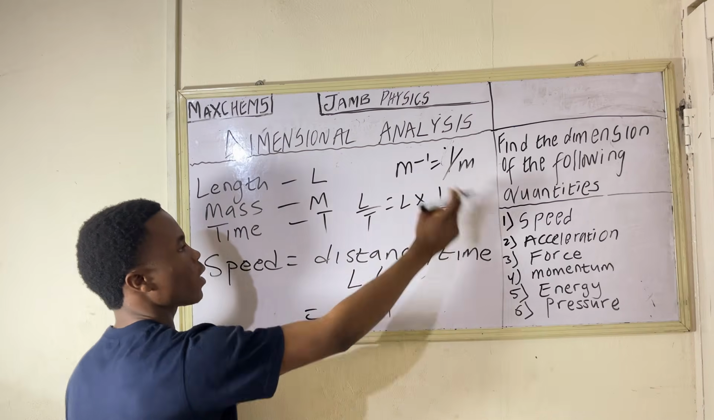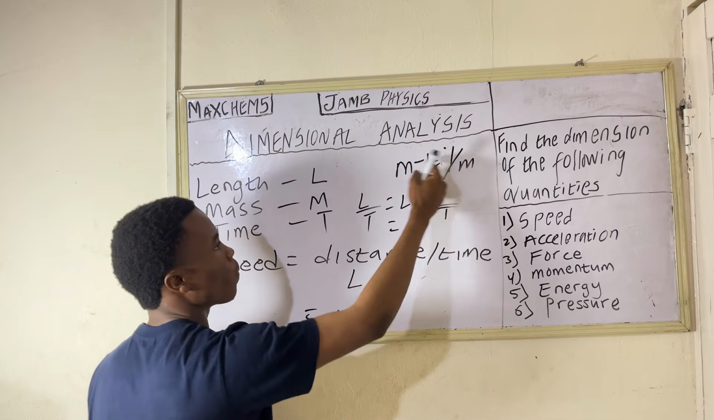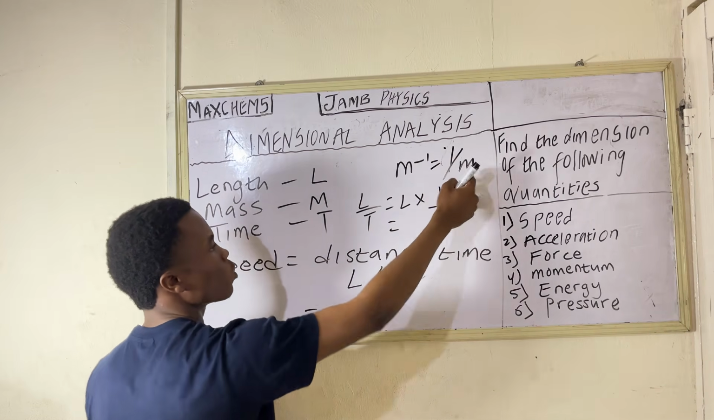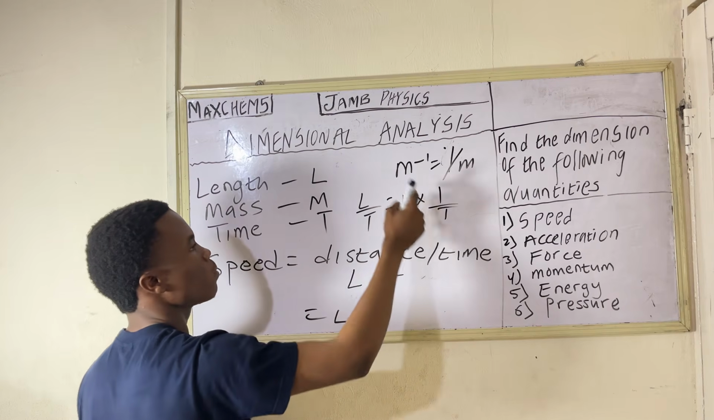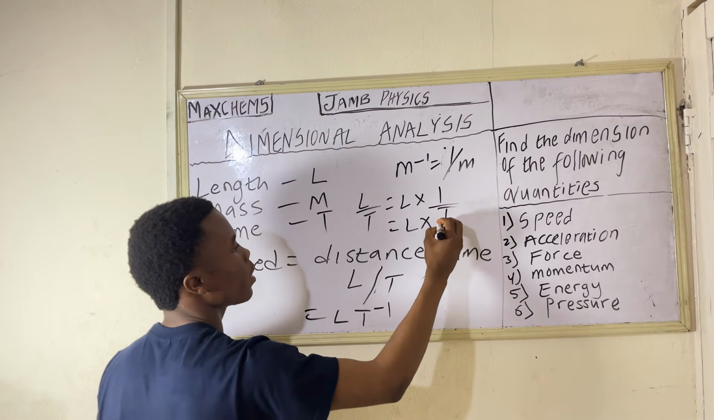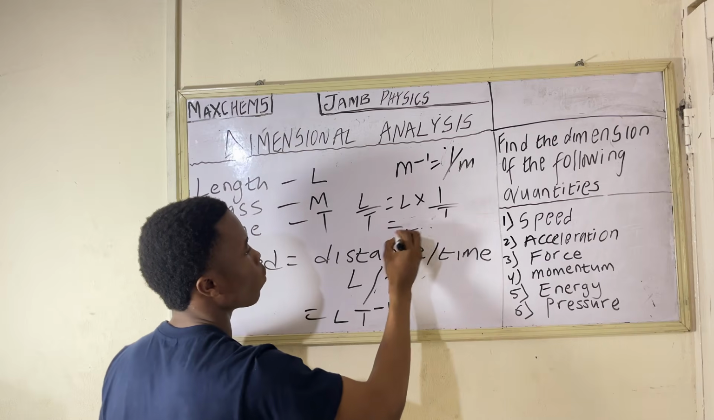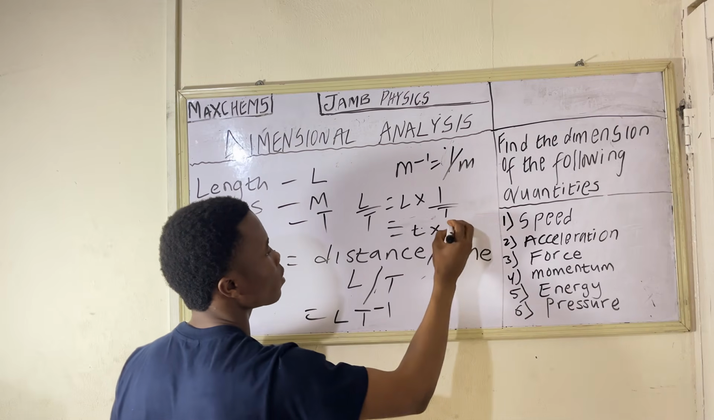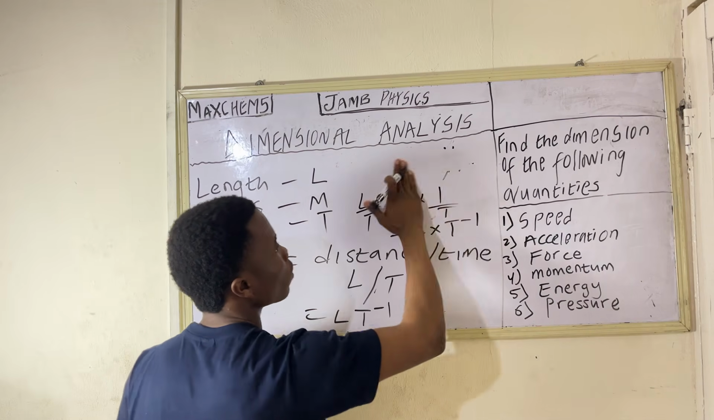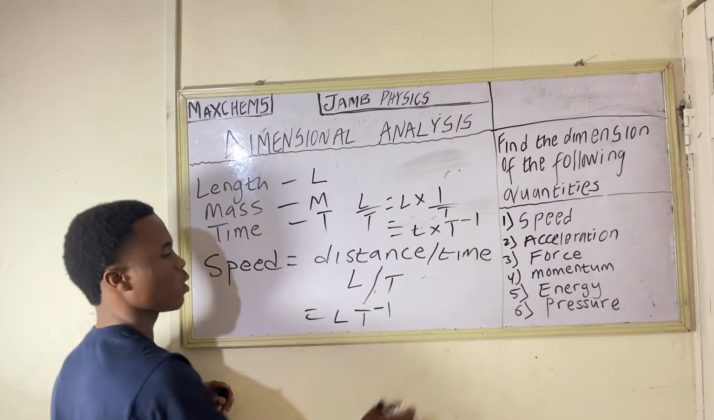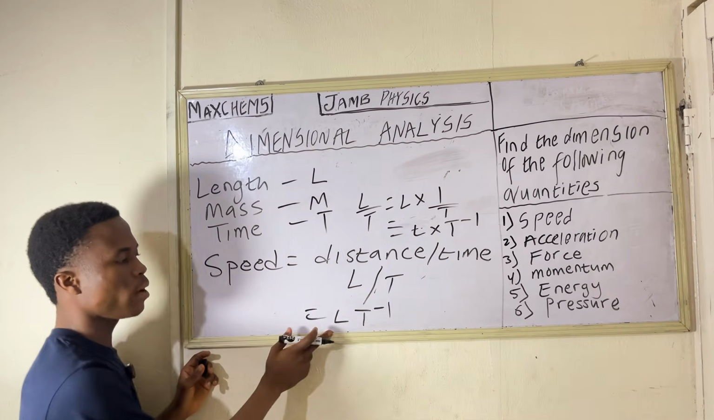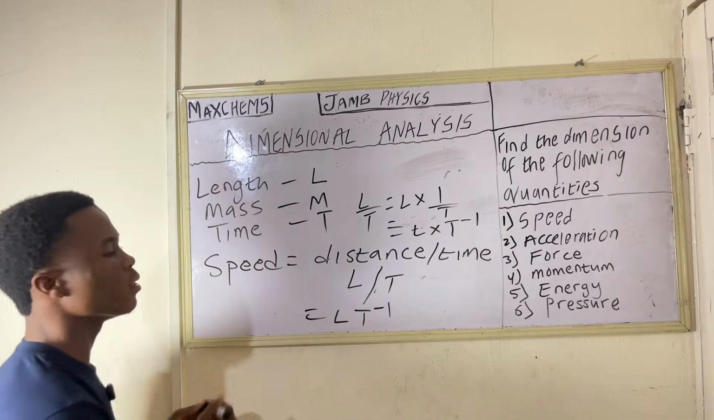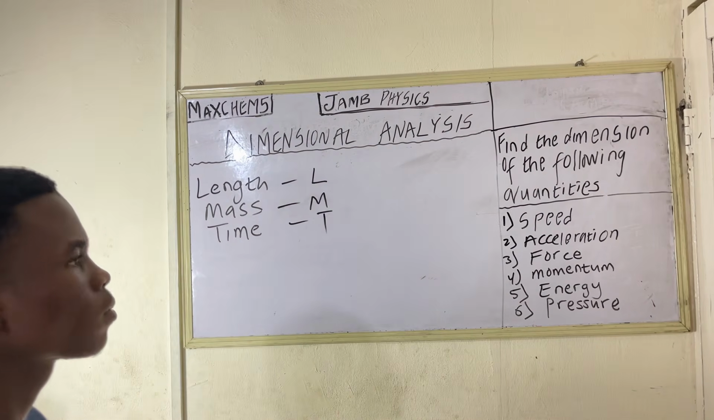And don't forget, 1 over T is what? You can see m minus 1 is equal to 1 over m. So 1 over T will be equal to T minus 1, right? So we have L times T minus 1, which is L T minus 1. So that is how we get the dimension for speed.